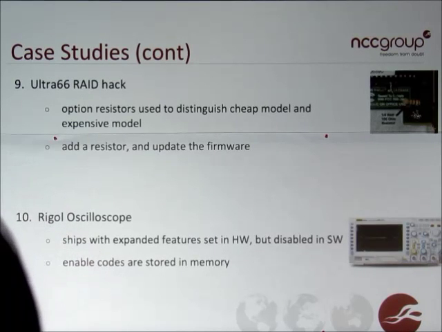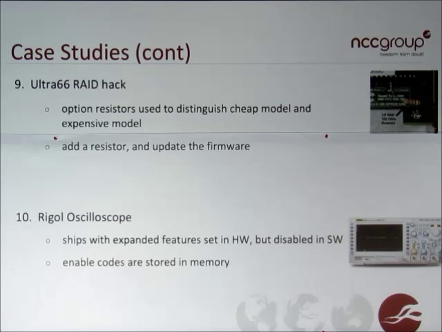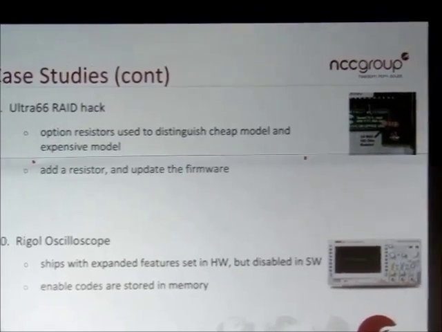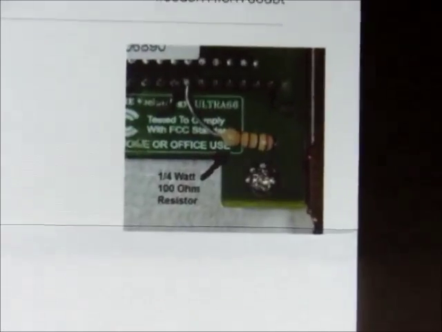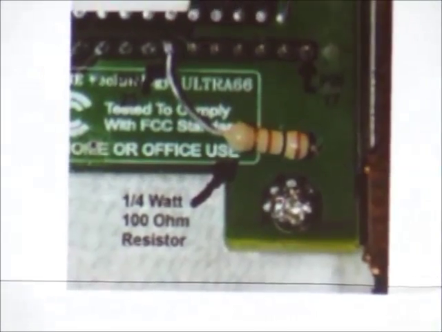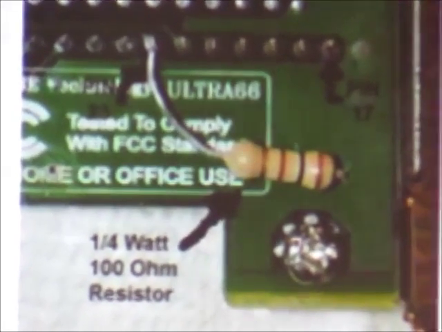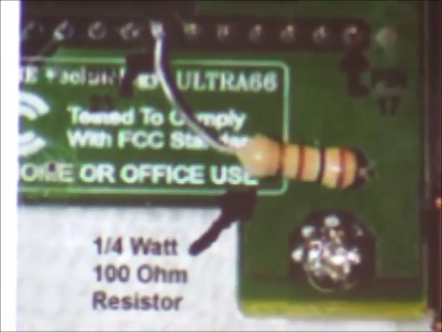This Ultra 66 thing is an old one, but a fun one. I mentioned option resistors. There was a $100 hard drive controller and a $900 RAID hard drive controller. They were exactly the same, except for one resistor. Someone figured that out, and for like 5 cents, all of a sudden you save yourself $900. You put the resistor on, download the new firmware for the more expensive one, and you're good to go.